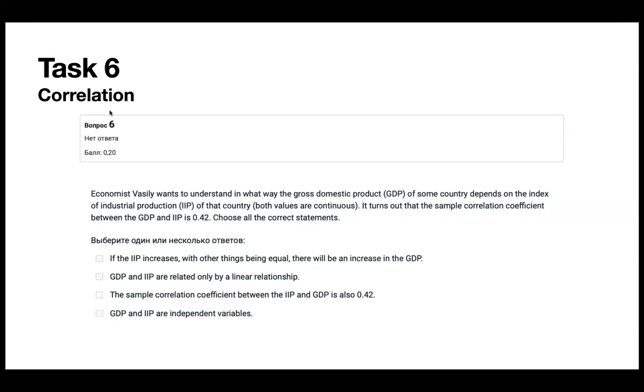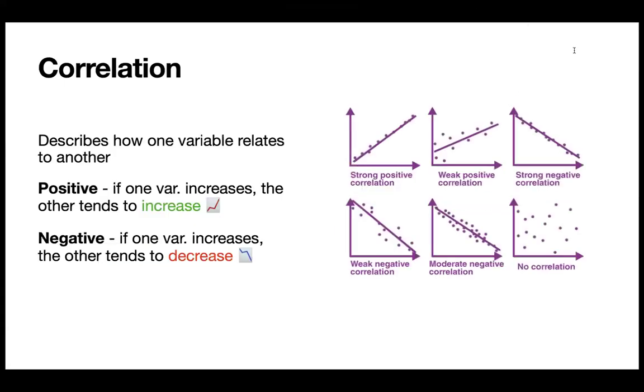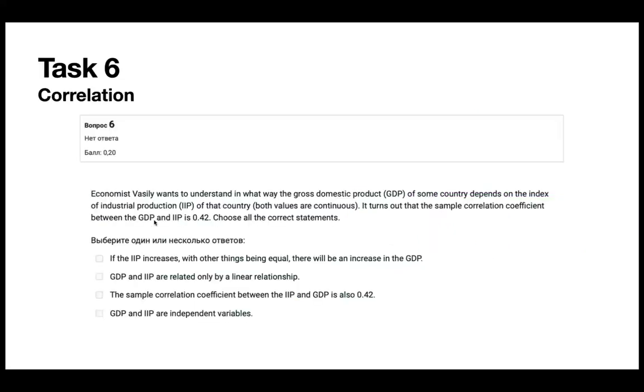So what we've got here is speaking about correlation. Let's take a look at that slide. Correlation is basically the measure that describes how one variable relates to another. So if GDP and IIP have a correlation of 0.42, that means that one value depends on another a bit.